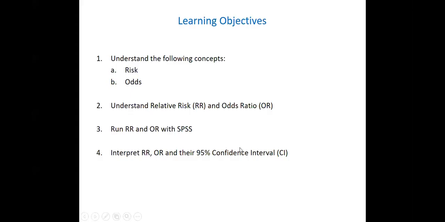Recording in progress. If you look at our timetable, you remember that we talk about understanding the concept of risk. Under the measure of association, what you are looking at is odds ratio and relative risk, and you must be able to understand this concept of risk, so that relative risk and odds ratio can make meaning to you. You must understand the concept of risk and the concept of odds. What do they mean? They will then go on to odds ratio and relative risk, and we also run it with examples and talk about interpreting it with their confidence interval.